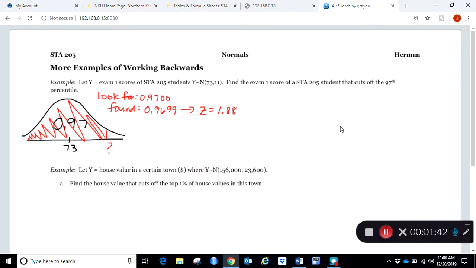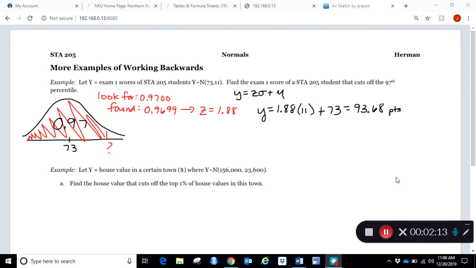Now we just want to plug that value into our formula. Recall that our formula that would be given to you on a formula sheet is that y is equal to z times sigma plus mu. So now doing our math, our z is the 1.88 that we found. The standard deviation was that second number given to us up here in the problem, and the mean, of course, was 73. Doing the math, we get 73.68 points for our answer.